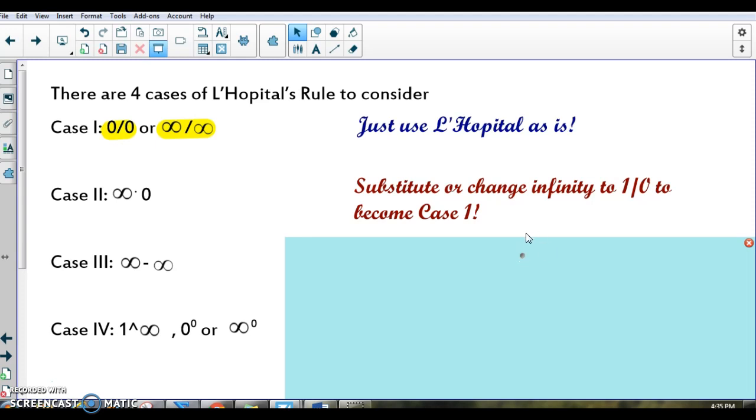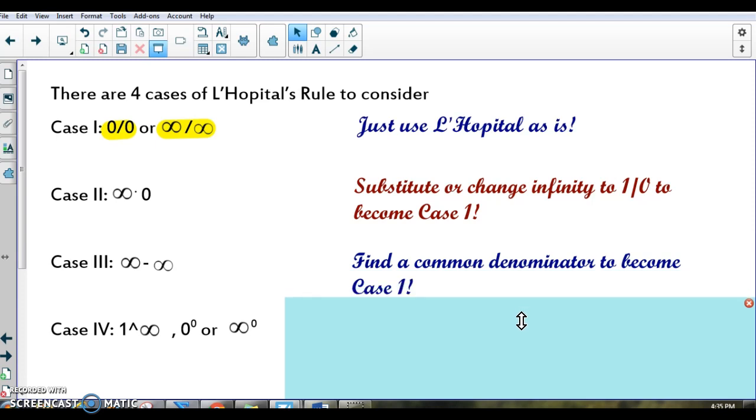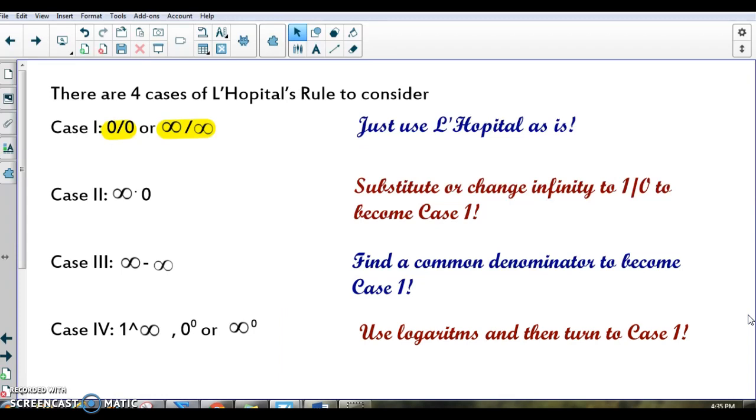Case 3 is when you're subtracting two things from each other and they're both infinities. In this situation, you're going to create one common denominator, and usually that'll create case 1 as well. And then finally, if you have something that is a power, so 1 to infinity, 0 to 0, or infinity to 0, we're going to have a special case of this where you're going to use logarithms, kind of like logarithmic differentiation we did back in first semester, and then that'll turn it into case 1.